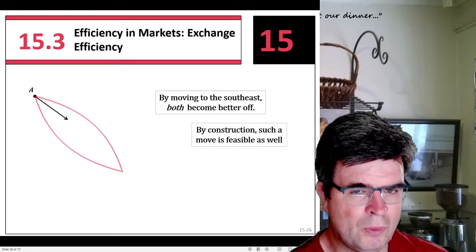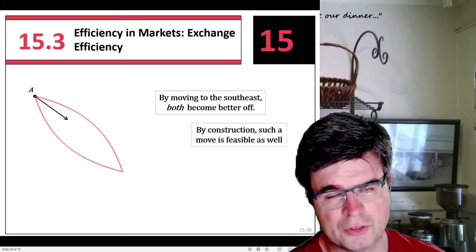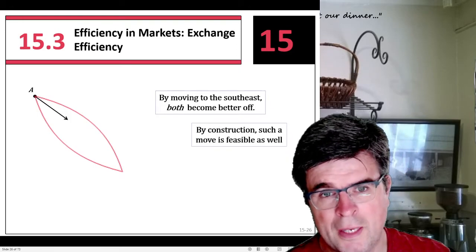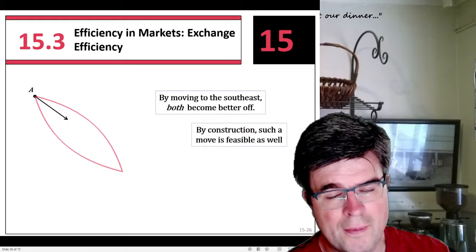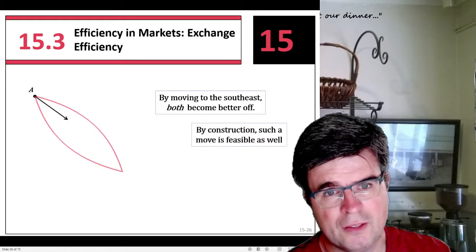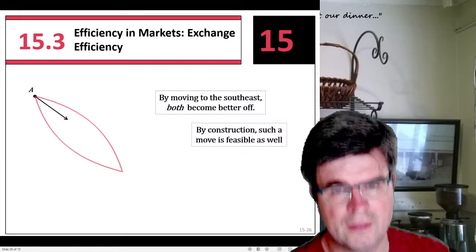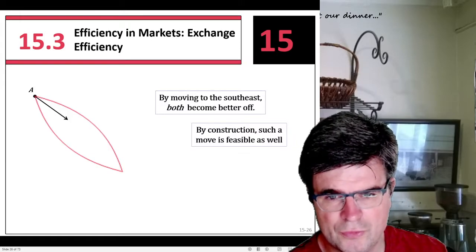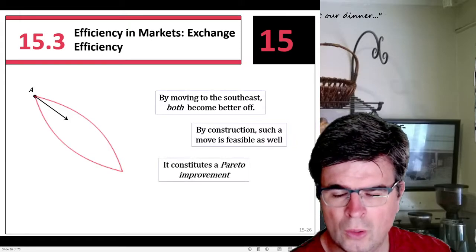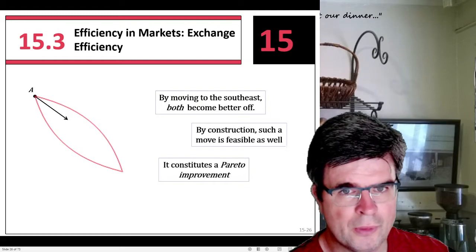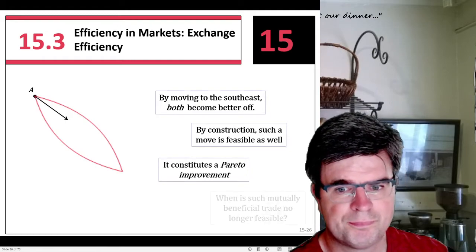And it is feasible as well, because the Edgeworth box gives all allocations of apples and bananas. And Bob and Alice have these bananas, so they can freely trade among the two of them. So all such moves would constitute a Pareto improvement.